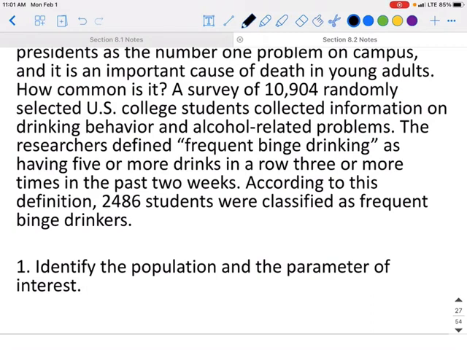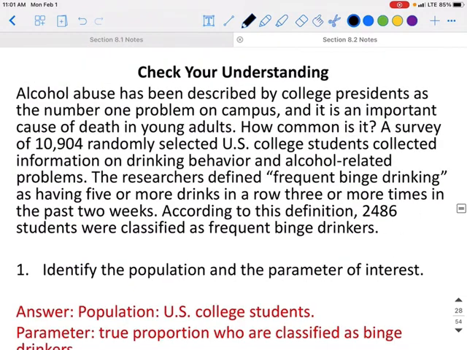So in this case, our population would be all U.S. college students. Our parameter of interest is the true proportion who are classified as binge drinkers from all U.S. college students.